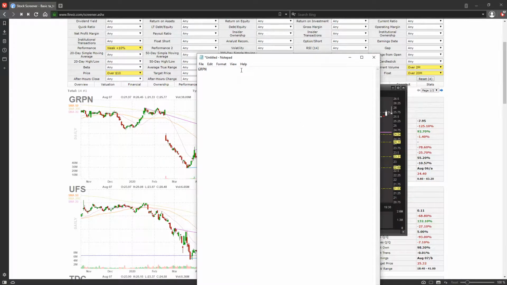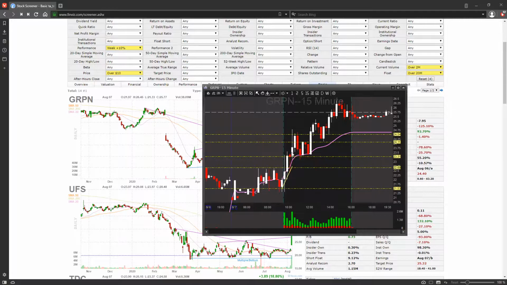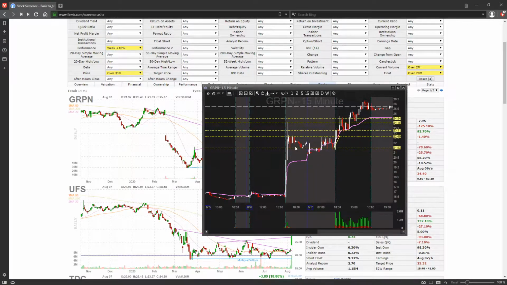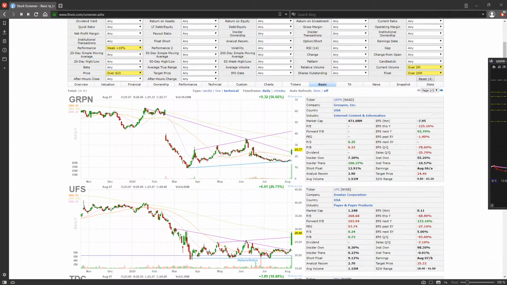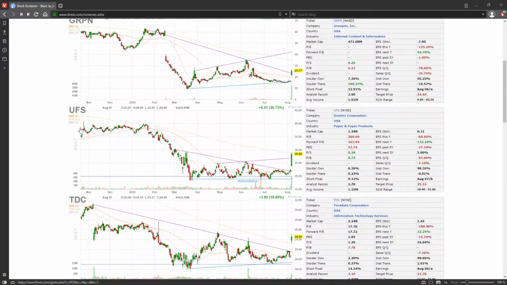And since this is the second day, I call this the second day, because this is the first day of the move, and then we have the second day move, which is happening on Monday. So UFS.